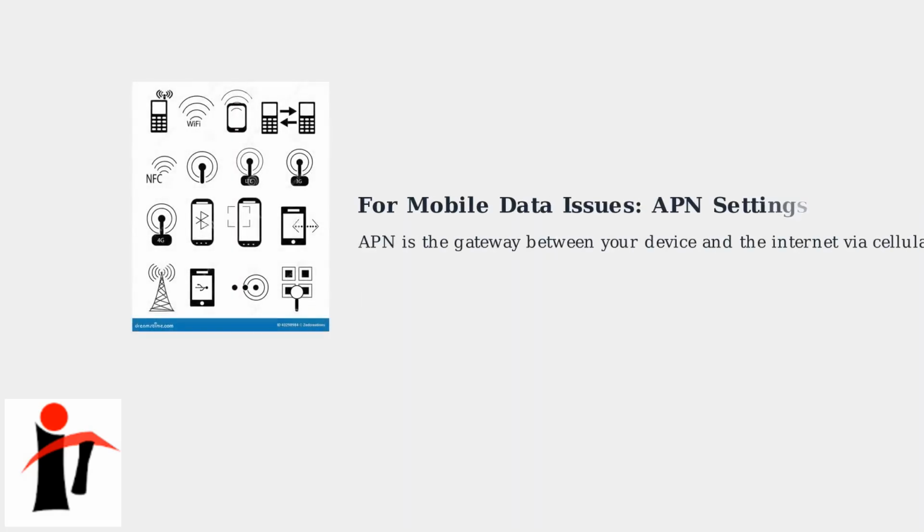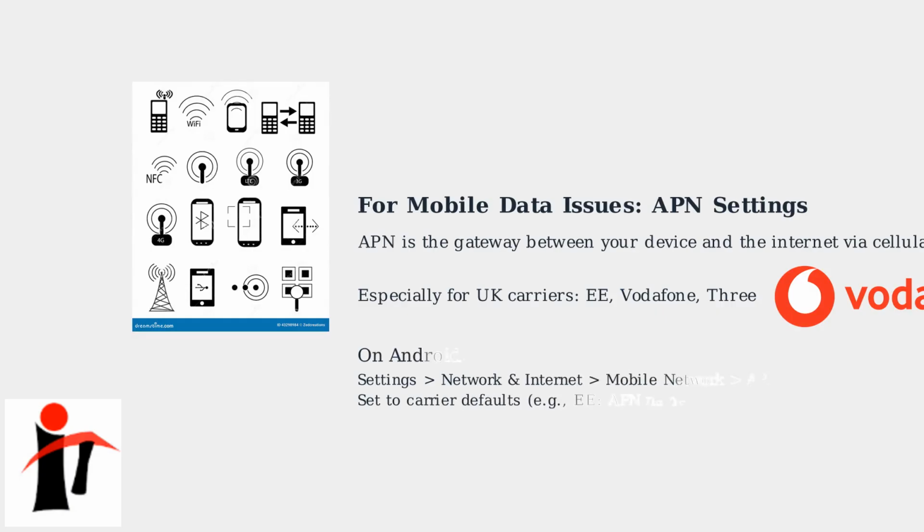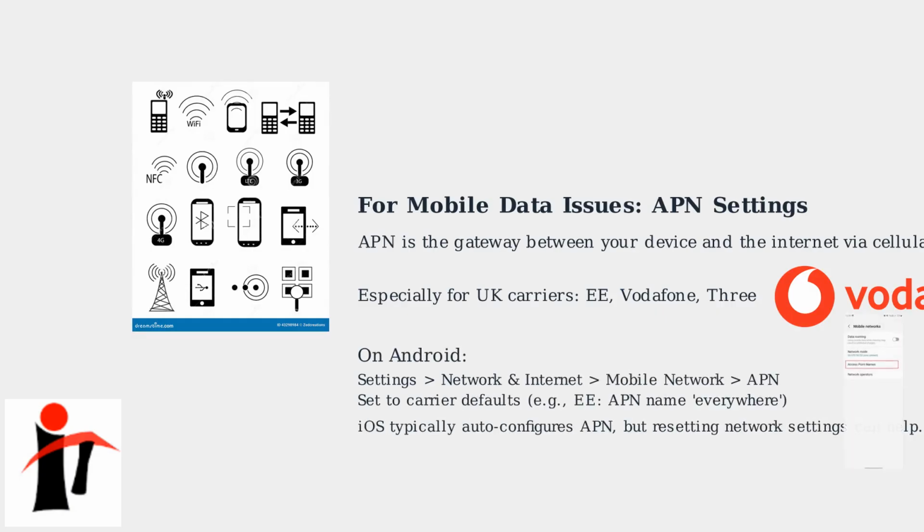Next, for mobile data issues, particularly if you're on a UK carrier like EE, Vodafone, or 3, the APN settings may be incorrect. APN is the gateway between your device and the internet via cellular networks. On Android, go to Settings, Network and Internet, Mobile Network, APN. Ensure your APN settings are set to the carrier defaults, e.g. for EE, the APN name should be "everywhere." iOS devices typically auto-configure APN, but resetting network settings can help.